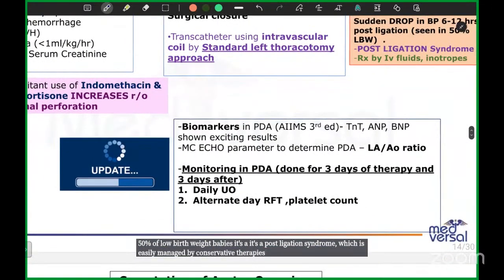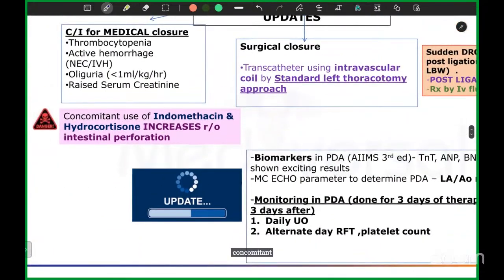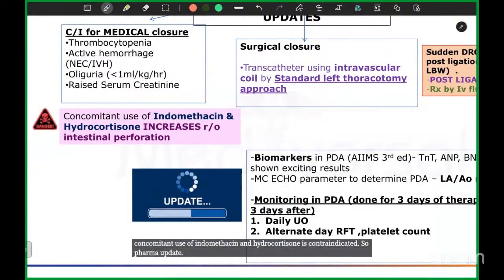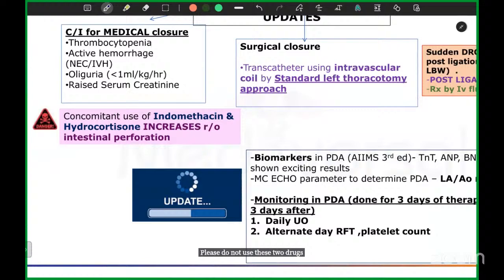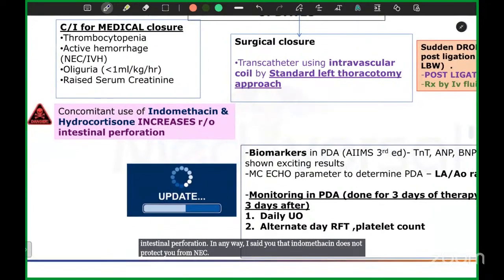It does require a bit of inotropes, IV fluids. Everything is good. Concomitant use of indomethacin and hydrocortisone is contraindicated. It's a pharma update. Please do not use these two drugs together, because they'll increase the risk of intestinal perforation. In any way, I said that indomethacin does not protect you from NEC, and ibuprofen does.